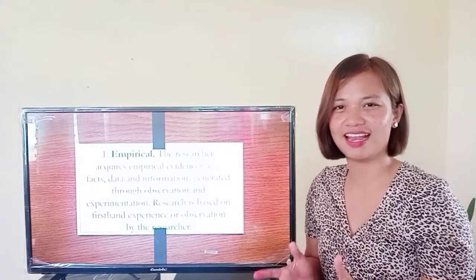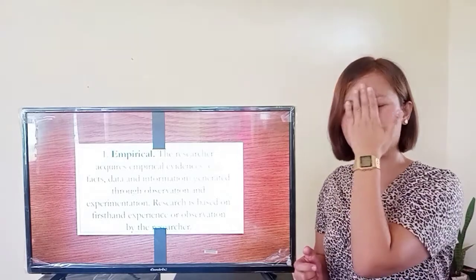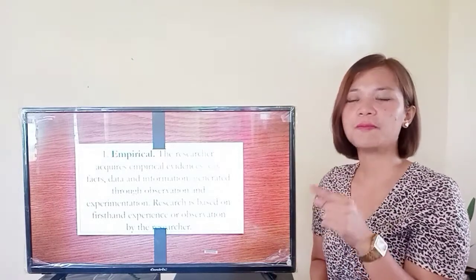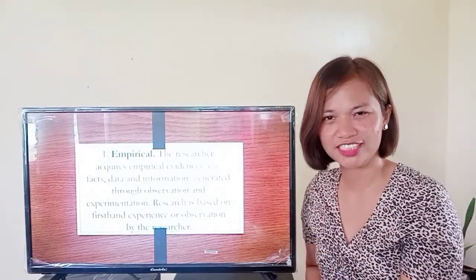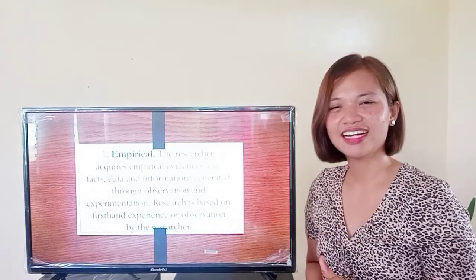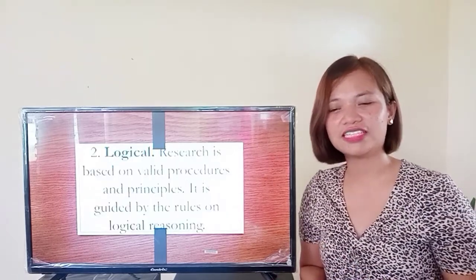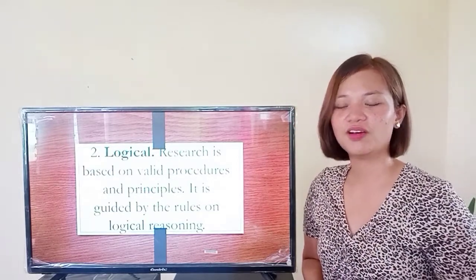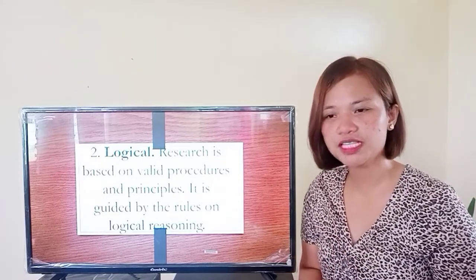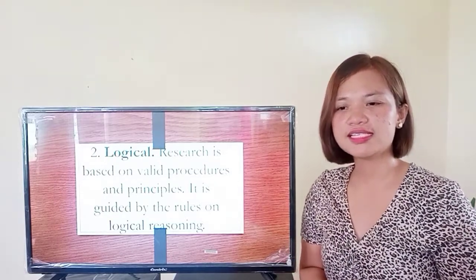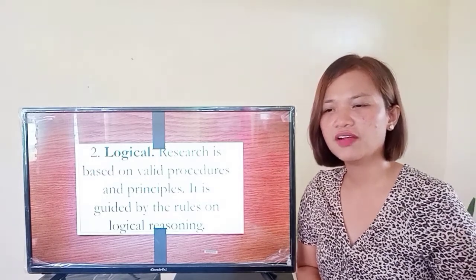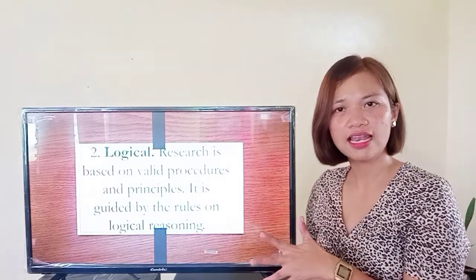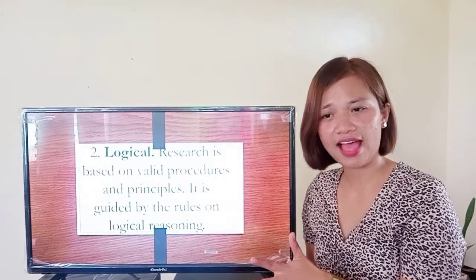So, dapat lahat facts lang. Alright. Yung mga data and information mo. So, did you get it? Empirical. Okay. Based sa observation, based sa experimentation. Okay, did you get it? Okay. Let's move on to the next characteristic. We have the characteristic logical. Okay. Research is based on valid procedures and principles. It is guided by the rules on logical reasoning. Okay. So, logical. Pag sinabing logical, again, based on facts.